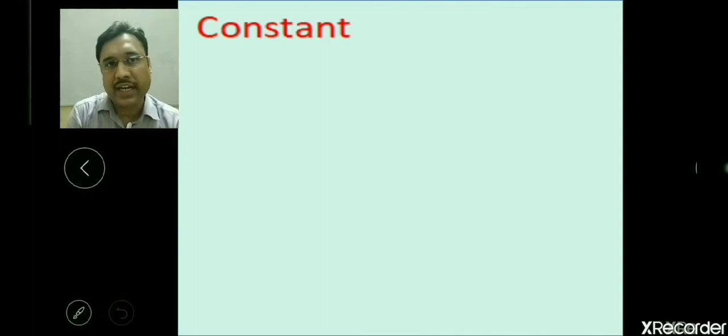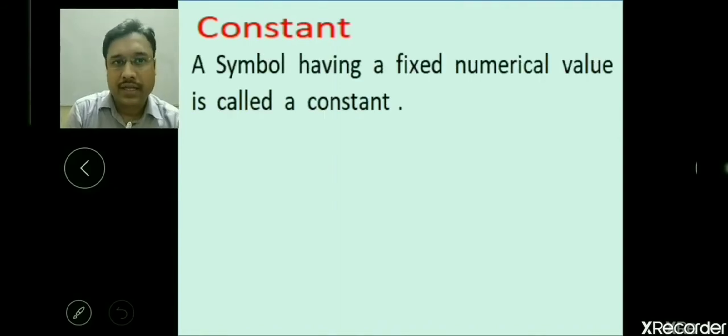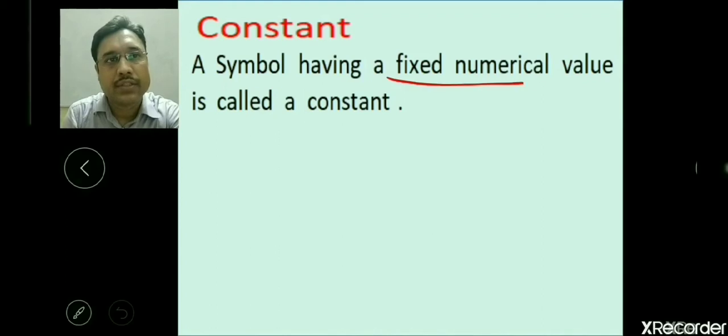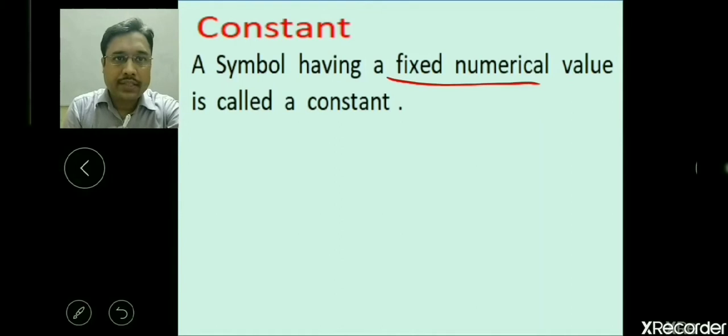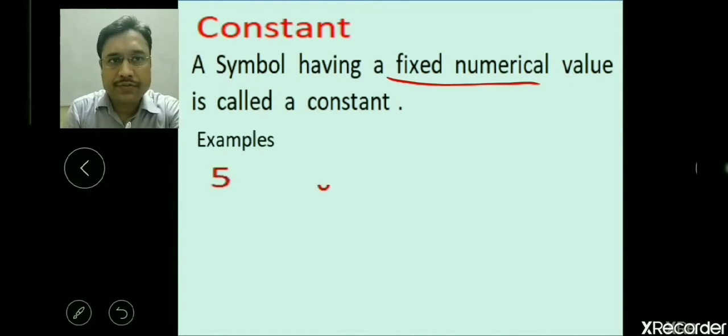For understanding algebraic expressions, there are some terms that we have to understand first, and one of them is a constant. A symbol having a fixed numerical value, whose value is fixed, is called a constant. As for example, it can be 5, minus 6; that means it can be a positive integer or a negative integer.